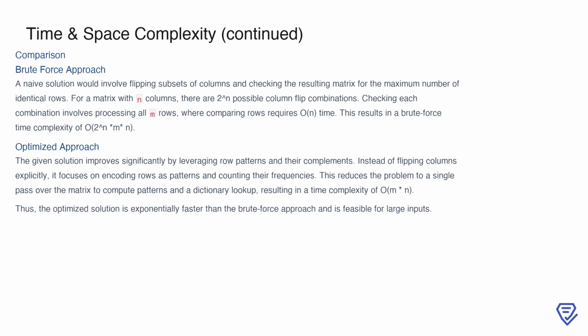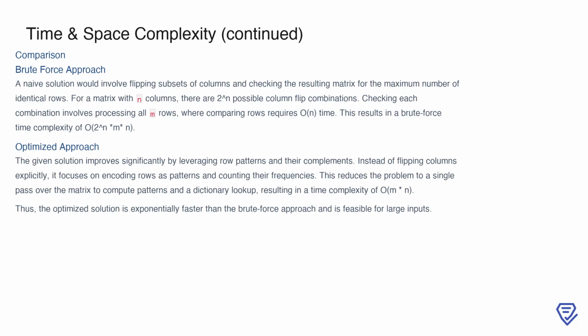Let's now compare the optimized solution to a brute force approach. A naive method would involve trying all possible subsets of columns to flip and checking how many rows become identical for each combination. Since there are n columns, this results in 2 to the power of n possible combinations. For each combination, we would process all m rows, and comparing rows involves O(n) time. This means the brute force method has a time complexity of O(2^n * m * n), which grows exponentially with the number of columns, making it infeasible for larger inputs.